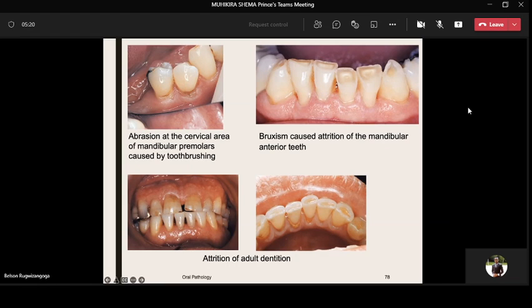So abrasion of the cervical area of mandibular premolar caused by tooth brushing, bruxism caused by attrition of the mandibular anterior teeth, and then attrition of adult dentition.